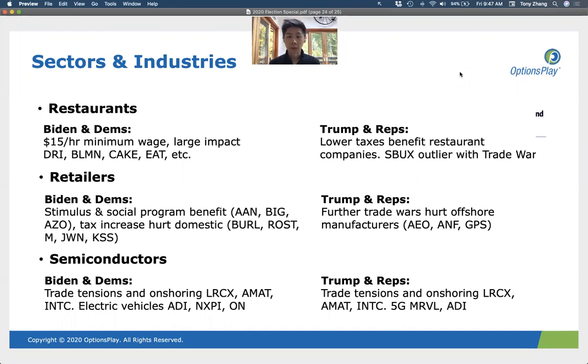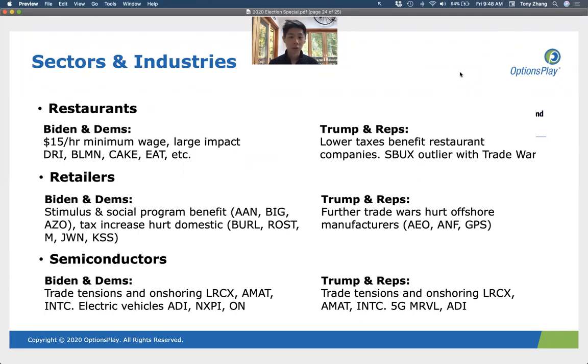Lastly, to talk about restaurants. When we talk about minimum wage, this is really where the restaurant industry is the one industry that will be most sensitive to increases in minimum wage. And we can look at case studies like McDonald's.